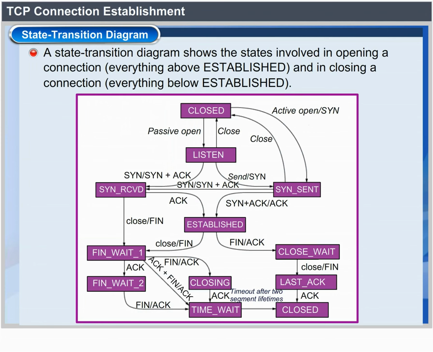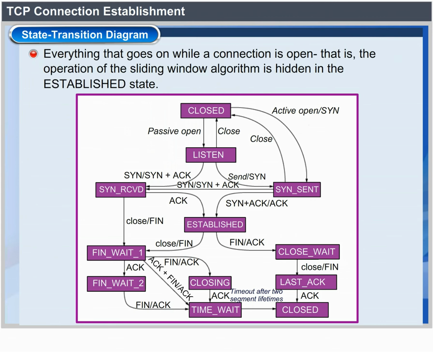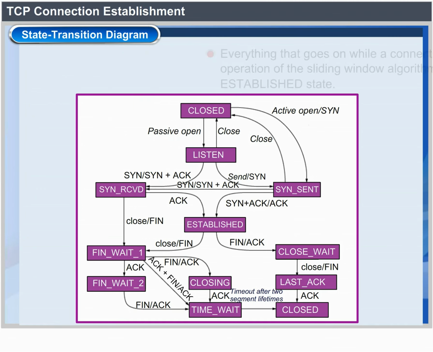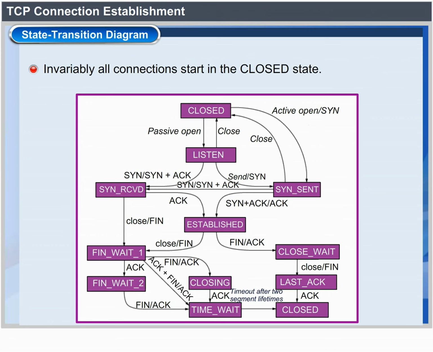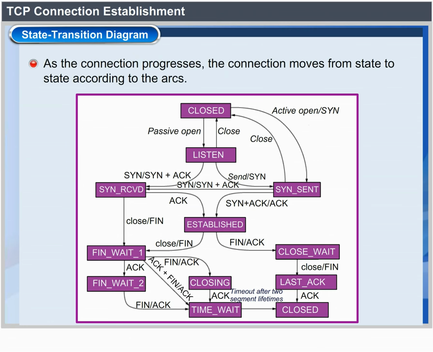State transition diagram. A state transition diagram shows the states involved in opening a connection, everything above established, and in closing a connection, everything below established. Everything that goes on while a connection is open, that is, the operation of the sliding window algorithm, is hidden in the established state. Each circle denotes a state that one end of a TCP connection can find itself in. All connections start in the closed state. As the connection progresses, the connection moves from state to state according to the arcs.